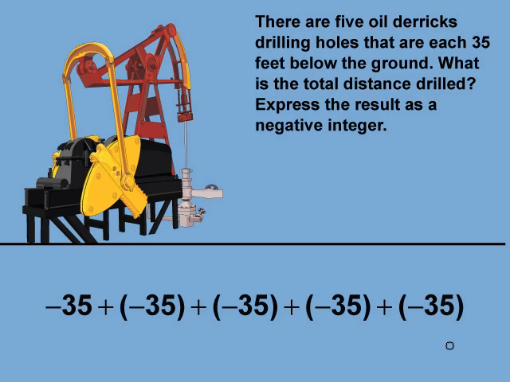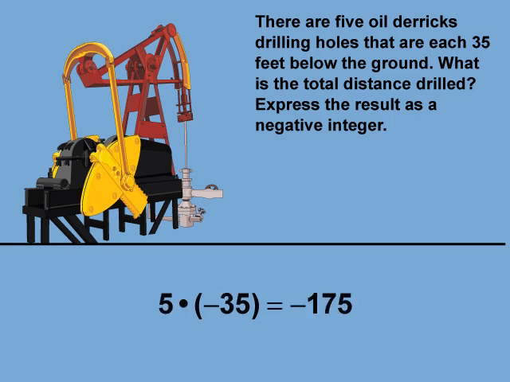But this is an example of repeated addition, which can be modeled by a multiplication statement, as shown here. 5 times -35 equals -175. The product is negative because one of the factors is negative. The product of a positive integer and a negative integer is negative. Let's look at another example.